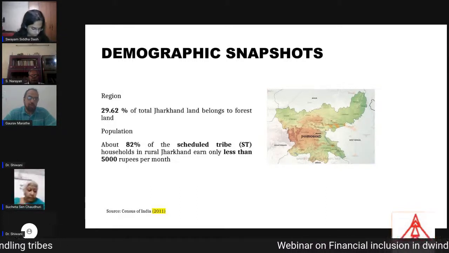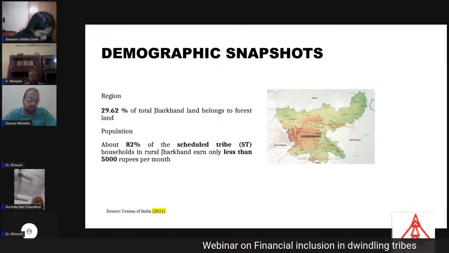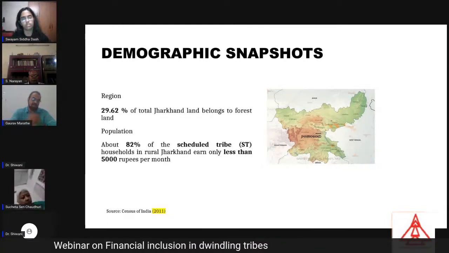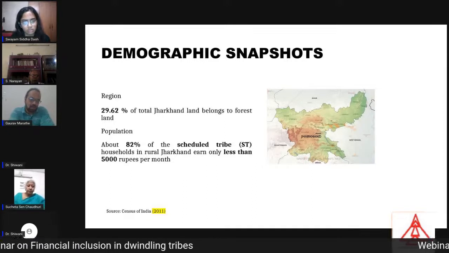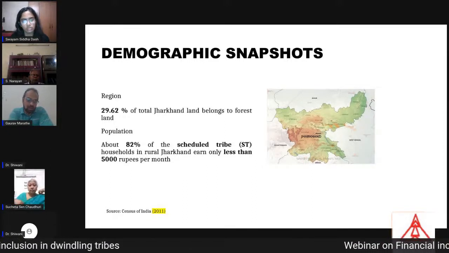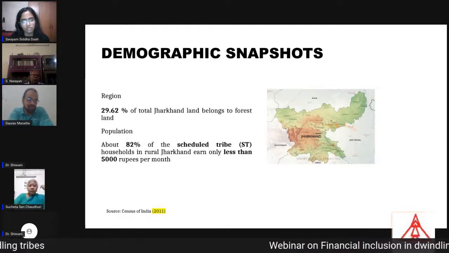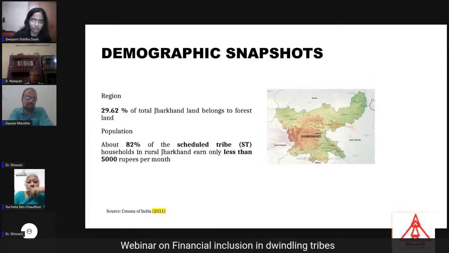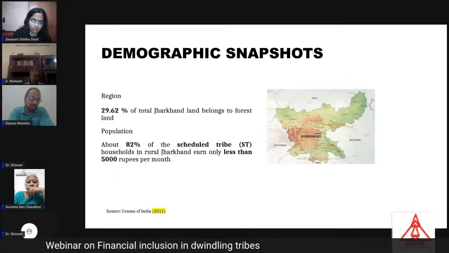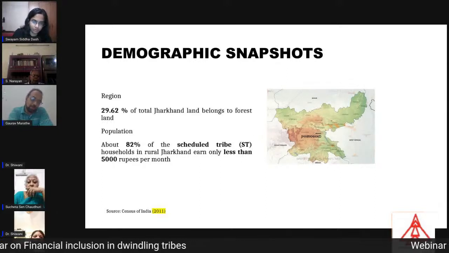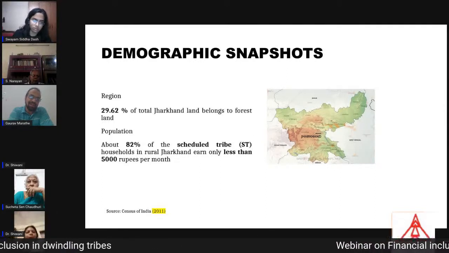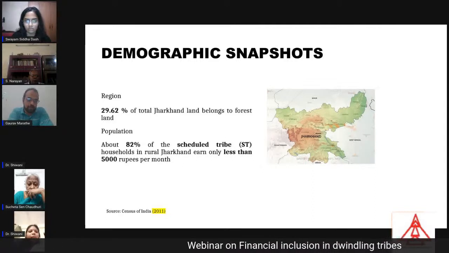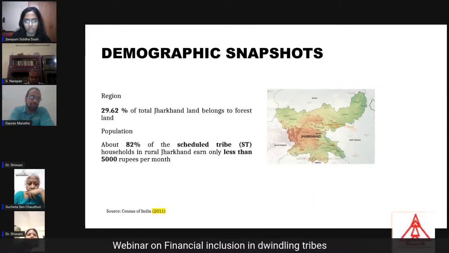And now I'm not even speaking about vulnerable tribes here. I'm speaking about people who probably have certain access, who have a certain kind of connection with larger society. But even then, look at the gap. You have 30% forest land, but of the people who dwell in this forest land, 82% are earning less than 5,000 rupees per month as household income. Now, how can this gap be filled?